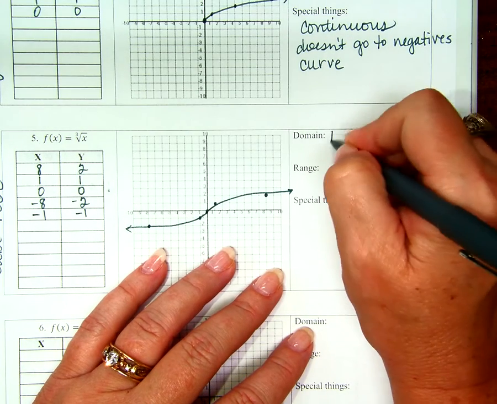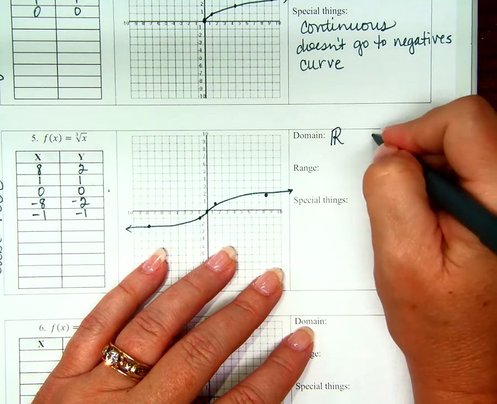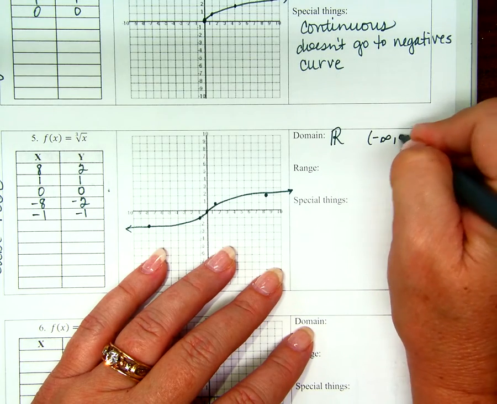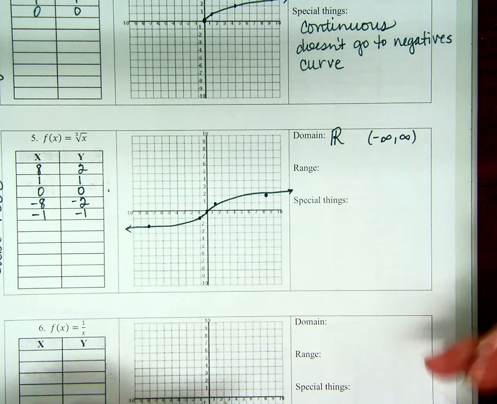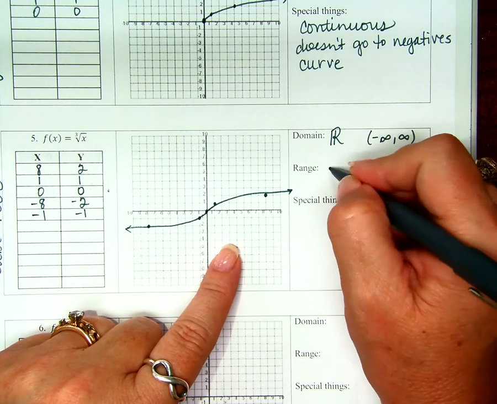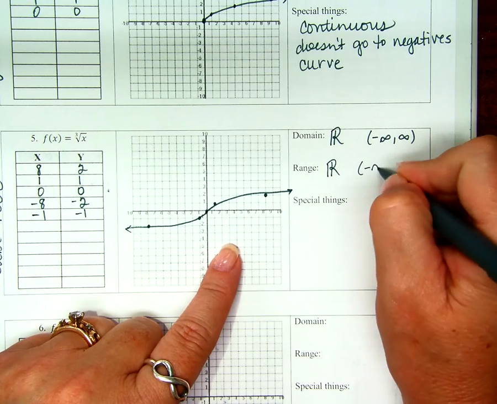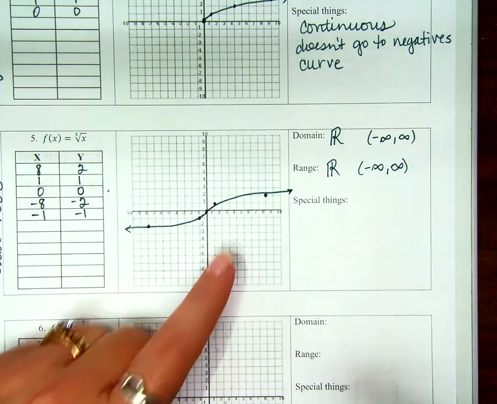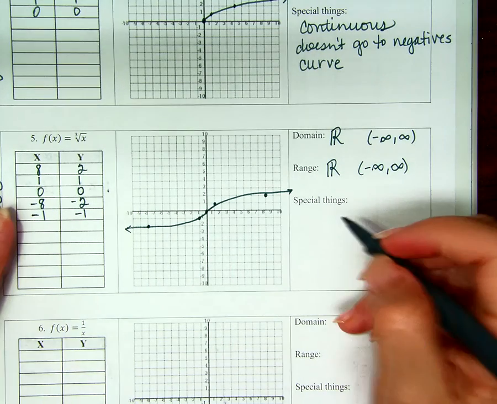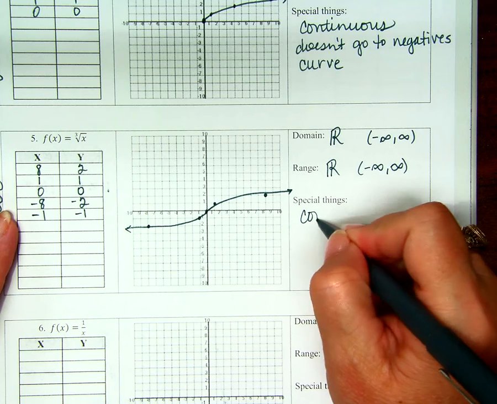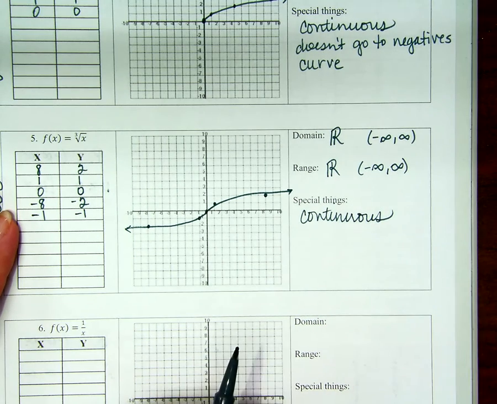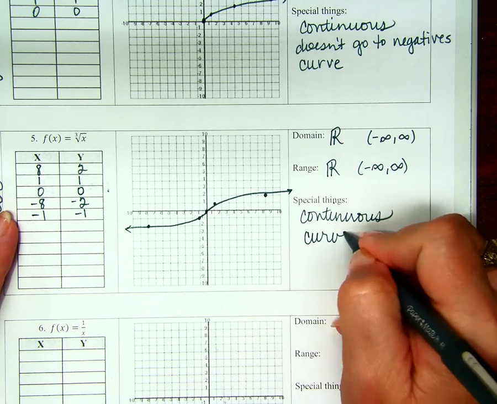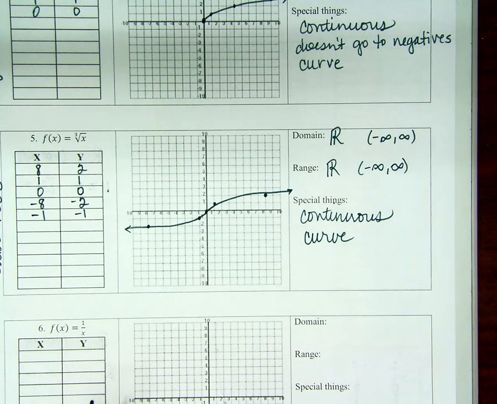All real numbers, very good. So negative infinity to positive infinity. What about the range? All real numbers, very good. Anything special we want to write? Continuous? Anything else? Curve? Anything else?